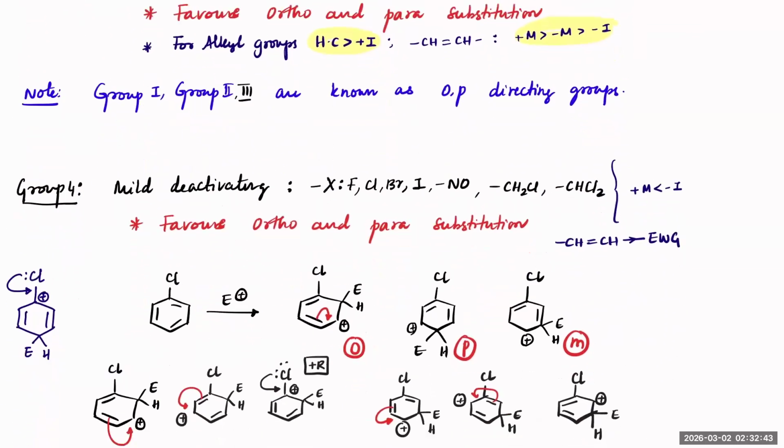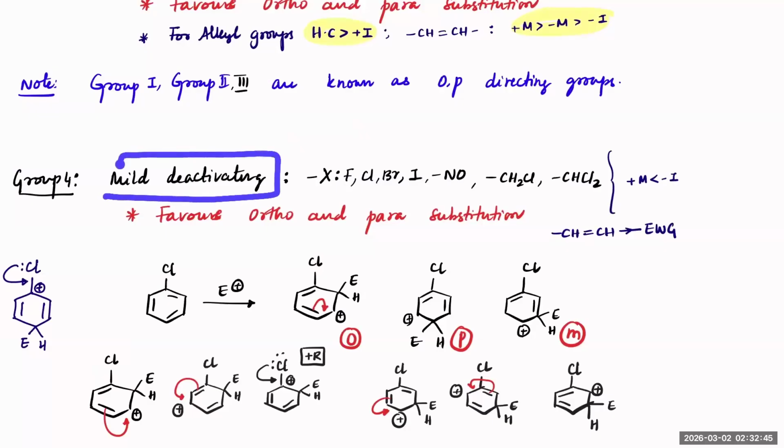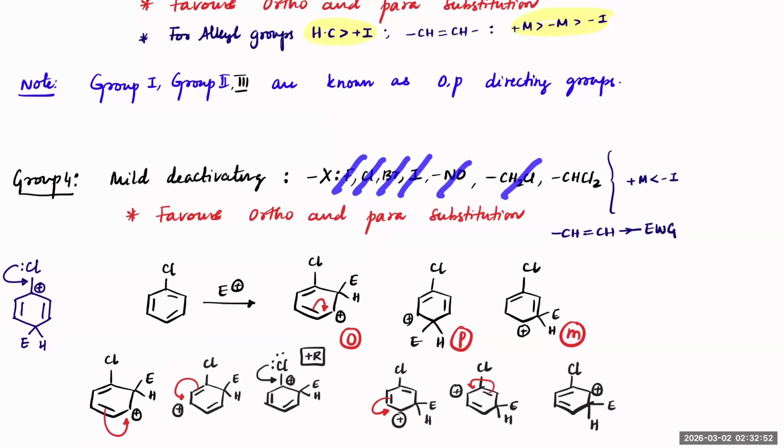Next one you can see is mild deactivating ones. Mild deactivating includes fluorine, chlorine, bromine, iodine, NO, CH2Cl, CHCl2. In all of these cases, minus I is greater than plus M. So in all of these cases, minus I is dominant. That's the reason why they are mildly deactivating. It will also favor the ortho and para positions.